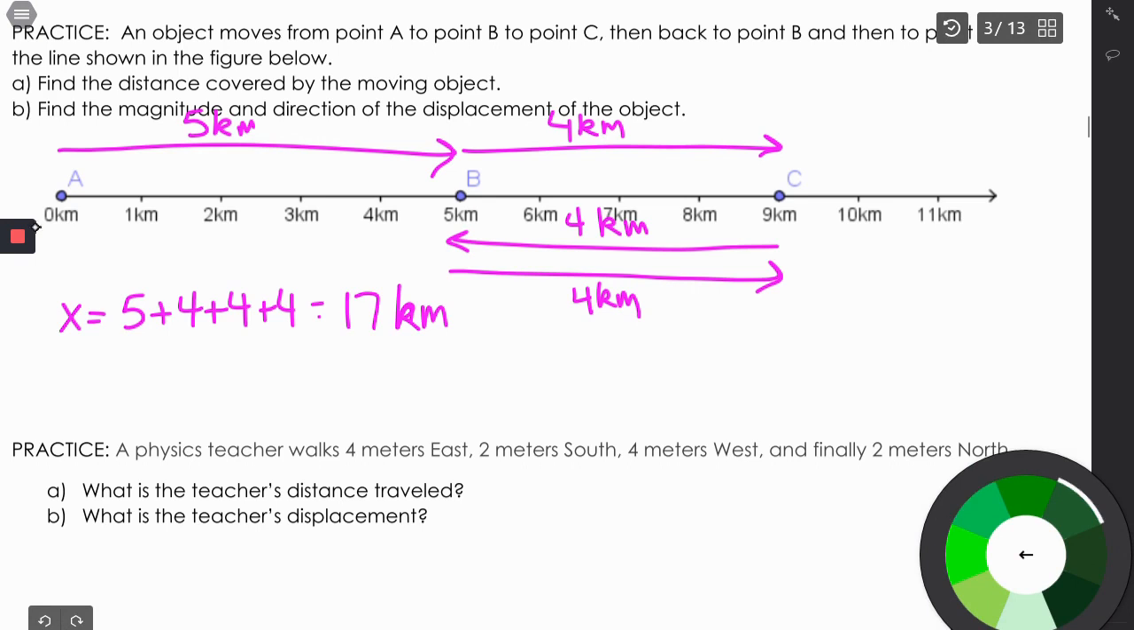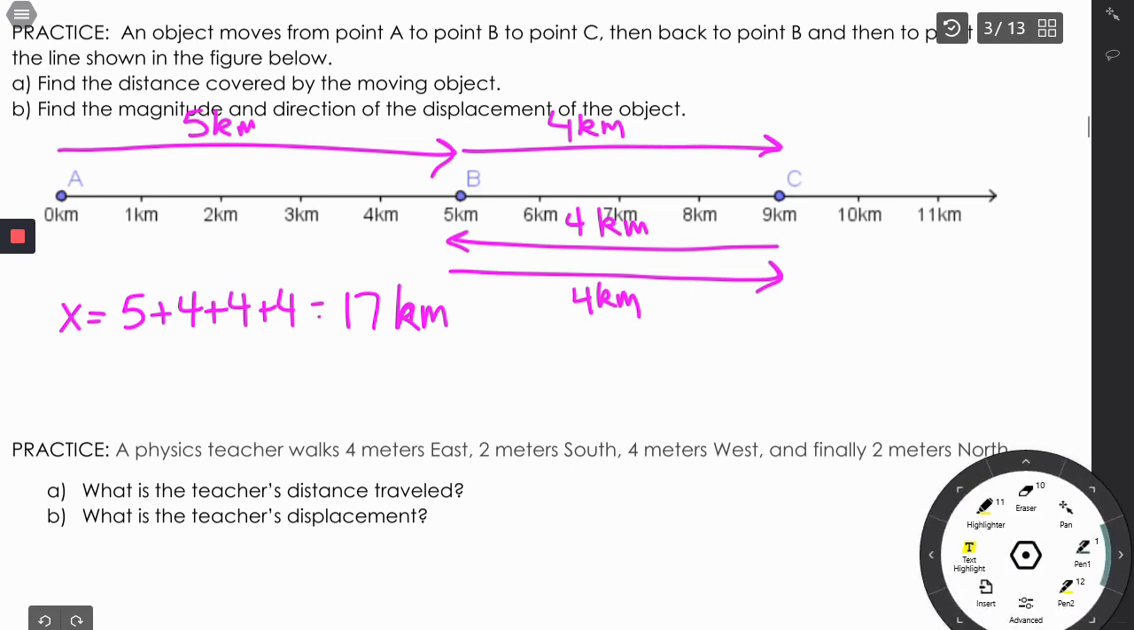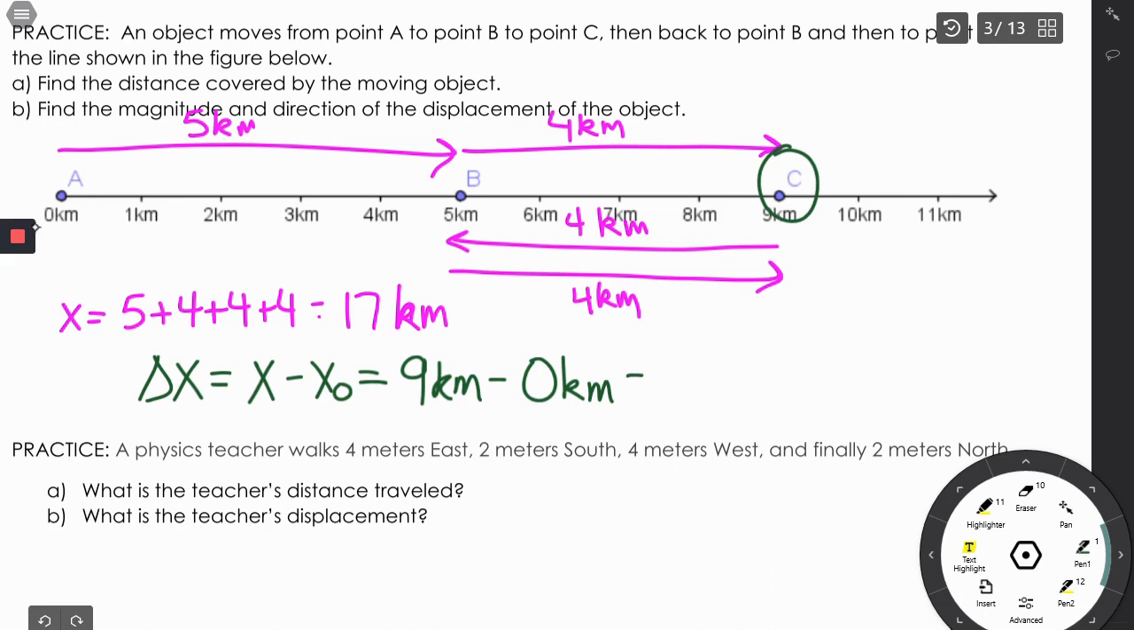We'll do a darker green, right? Sorry, displacement is going to be our change in x, so we're going to do our final minus our initial. Our final position is 9 kilometers, because ultimately we end up over here at C, minus our initial, right? And so what was our displacement?